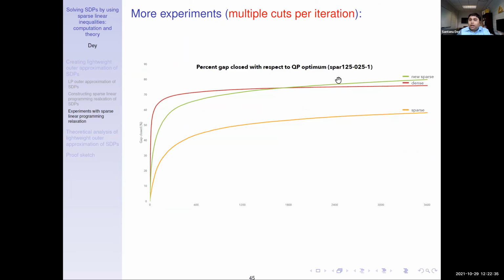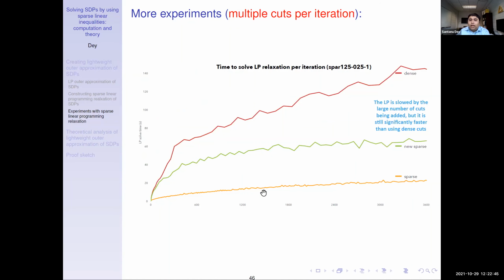This is the green curve you see, and you see that within an hour we are already beating the dense cuts. More importantly, this is how the LP solve time goes. So remember, with the earlier dense cut, the LP solve time kept going larger and larger, and that's why the number of iterations was slower and everything was stalling.